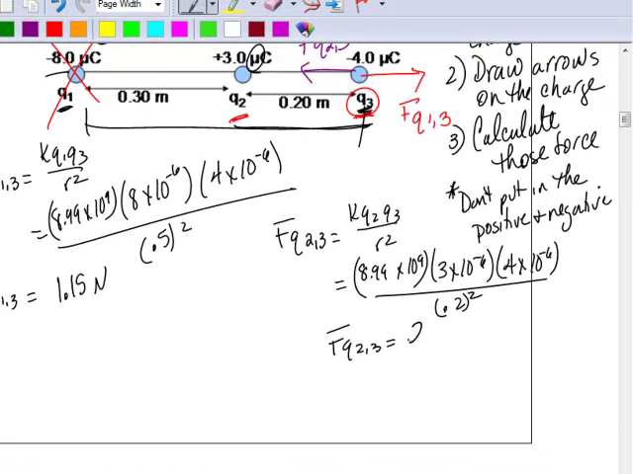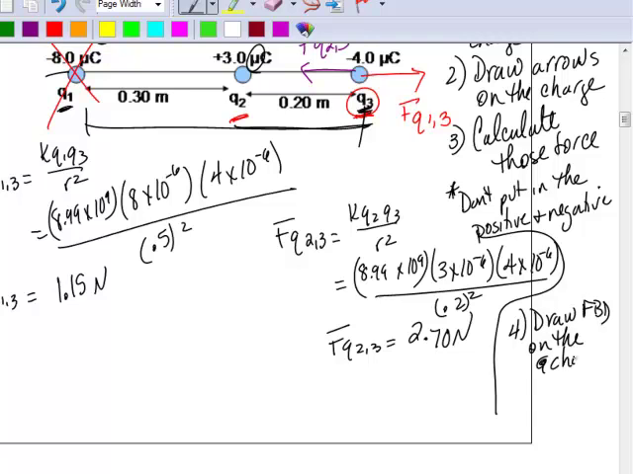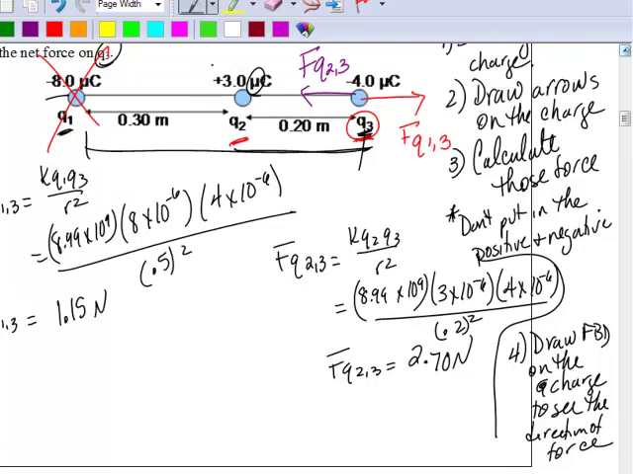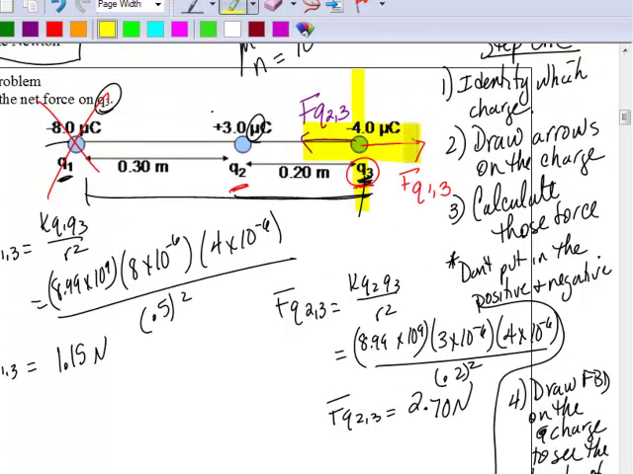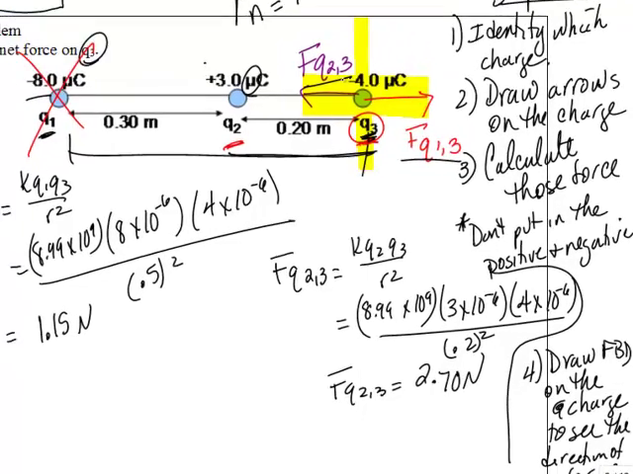When I do this math, I'm going to get 2.70 newtons there. Alright, the last step, which is down here, number 4. You're going to draw a free body diagram on the charge, which will allow us to see the direction of the force. This one's actually pretty simple because if we draw our free body diagram on this charge, it's very easy to see that the force between Q1 and Q3 is positive, and the force between Q2 and Q3 is going to be negative.